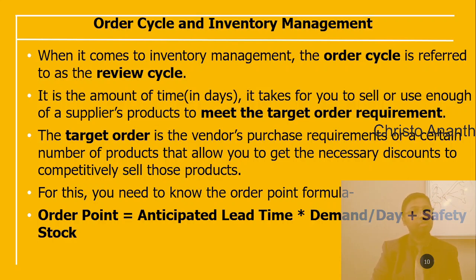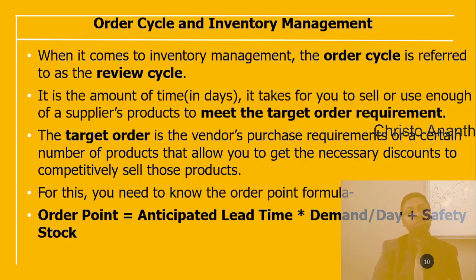So the order cycle, you can also call it a review cycle. It's nothing but the amount of time taken to sell or use enough of the supplier's products in order to meet the target demand. The target order is the vendor's purchase requirement, or number of products, so that you can have some discounts associated in order to sell those products well in time.